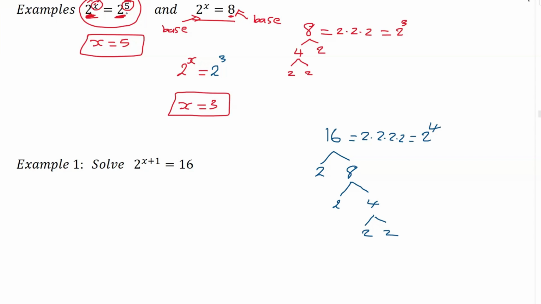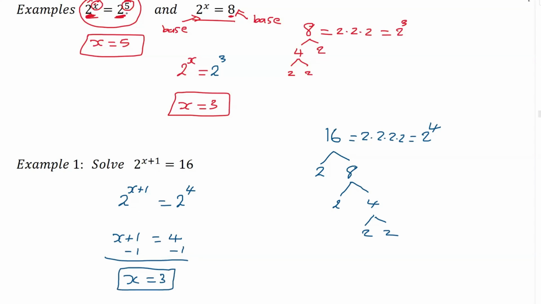So if we rewrite the equation, then we have 2 raised to the x plus 1, and that's equal to 2 raised to the 4th power. And so we use the idea again that if the bases are the same, then the exponents should be equal. So that means x plus 1 must equal 4. And then we can solve this linear equation by subtracting 1 on both sides. And so this would say that x is equal to 3. So the solution for this exponential equation is 3.